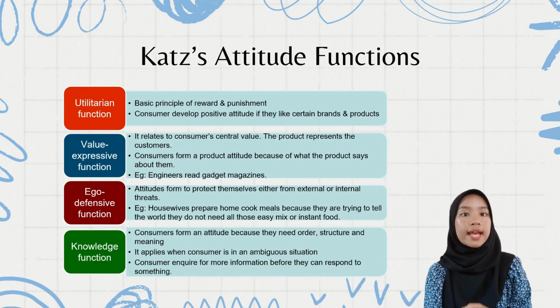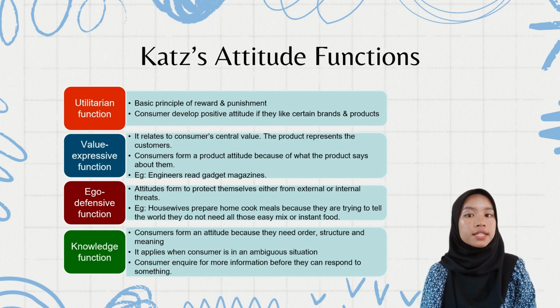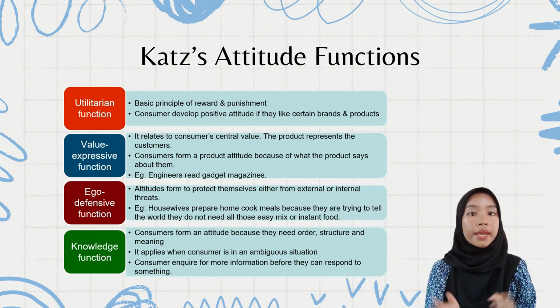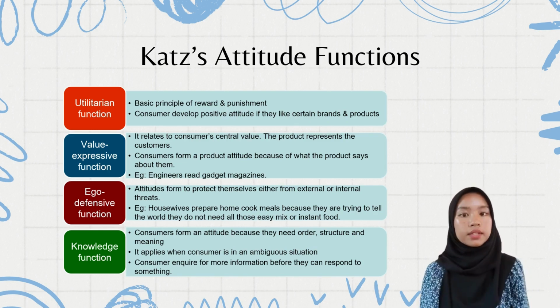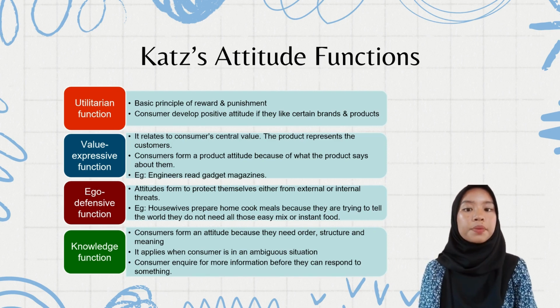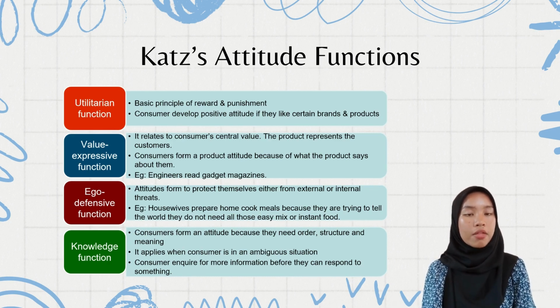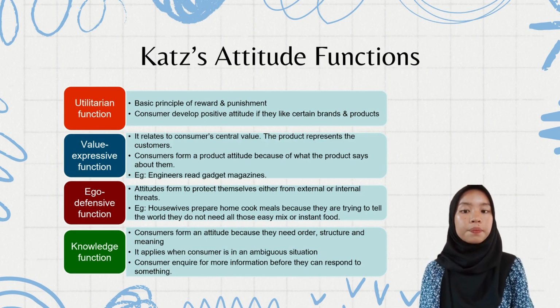Now, let's have a look at CAT's attitude functions. Firstly, the utilitarian function. It is a basic principle of reward and punishment. Moreover, consumers may develop a positive attitude if they like certain brands and products. Secondly, value expressive function. This function relates to consumers' central values. The product represents the customers. Consumers may form a product attitude because of what the product says about them. For example, engineers may read gadget magazines.